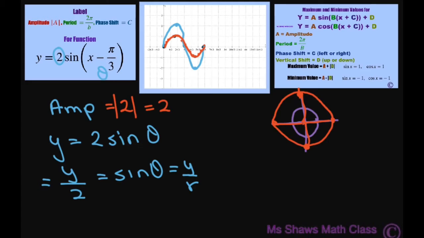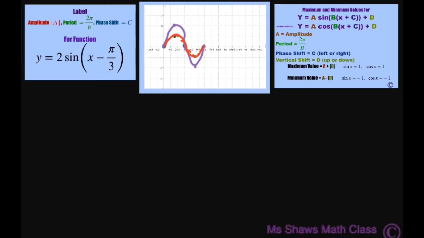All right, your period is going to be, if we look at this right here, this b part in front of the x, which we just have a 1 here. So we're just going to do the period equals 2 pi divided by b, which for us would be 2 pi divided by 1. And then finally your phase shift is the c part. So let's talk about the phase shift.